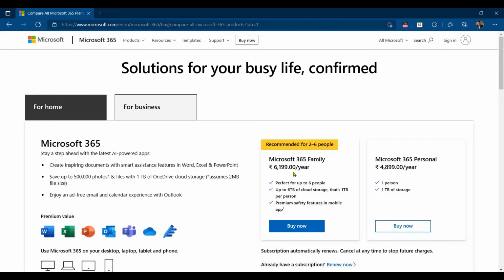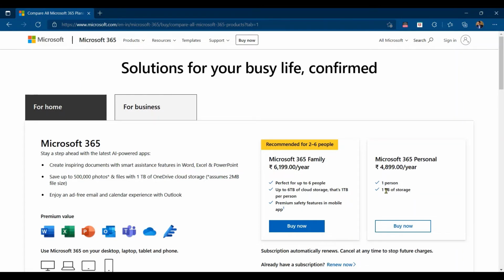And for family it is 6199, and for personal it's 4899. And family is for 2 to 6 people, and personal is for only one person usage. And the main difference again here is the cloud storage. The family license gives you 6 terabytes of cloud storage, and personal license gives you 1 terabyte of cloud storage.